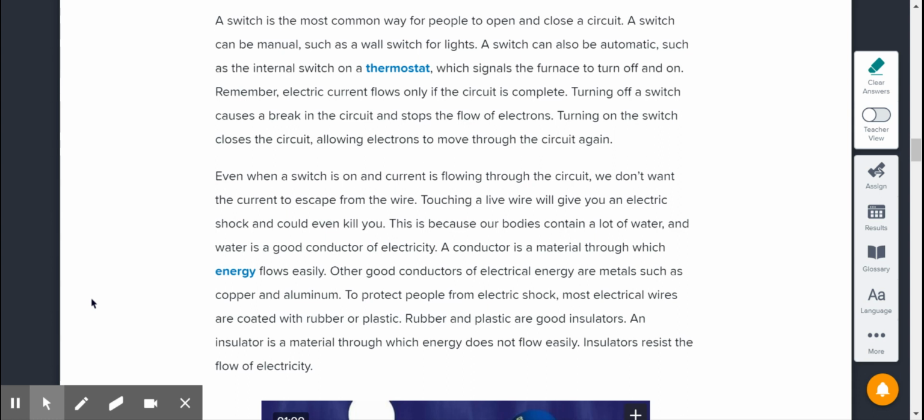A conductor is a material through which energy easily flows. Other good conductors of electrical energy are metals such as copper and aluminum. To protect people from electric shock, most electrical wires are coated with rubber or plastic. Rubber and plastic are good insulators. An insulator is a material through which energy does not flow easily. Insulators resist the flow of electricity.